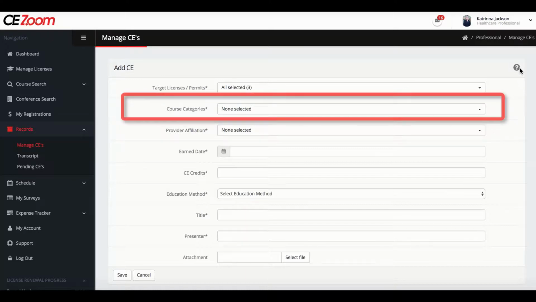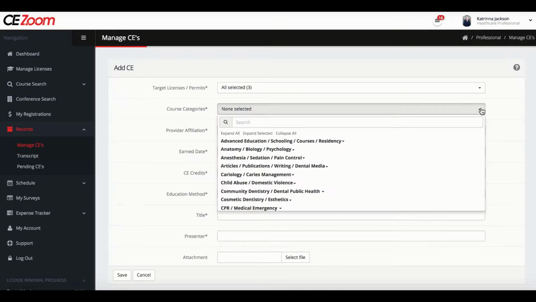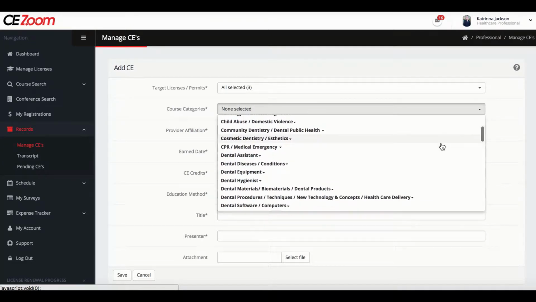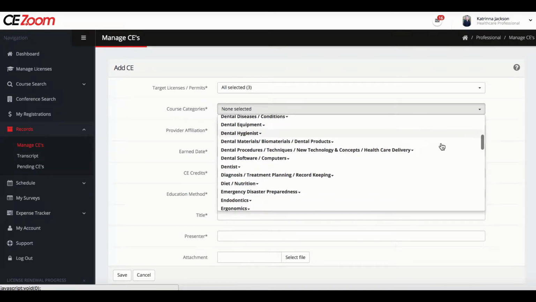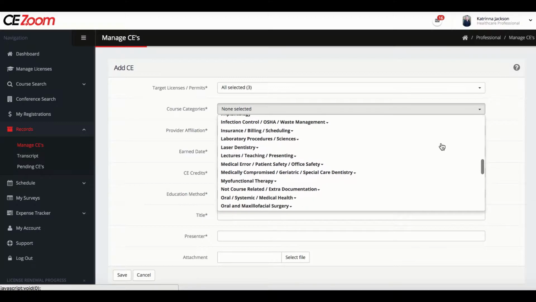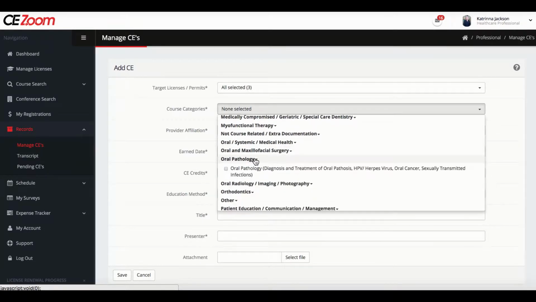Course category is the first most important field. Pick all course categories that best describe the course that you attended. For every course category you choose, make sure the course you attended can be completely described by that course category alone. For example, if you took a course on oral cancer, you would select oral pathology.